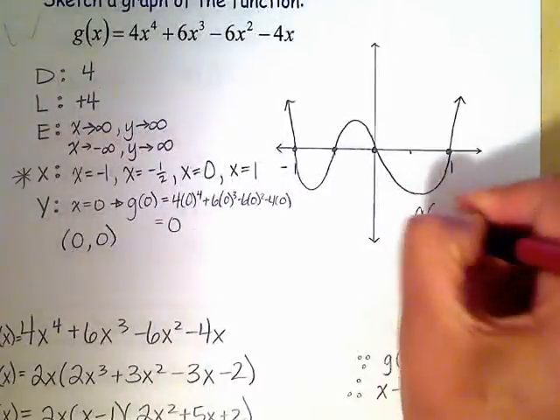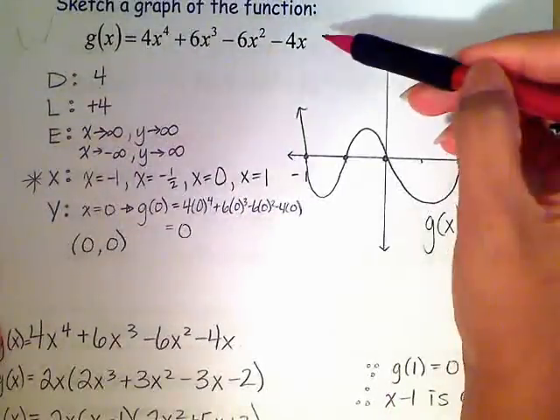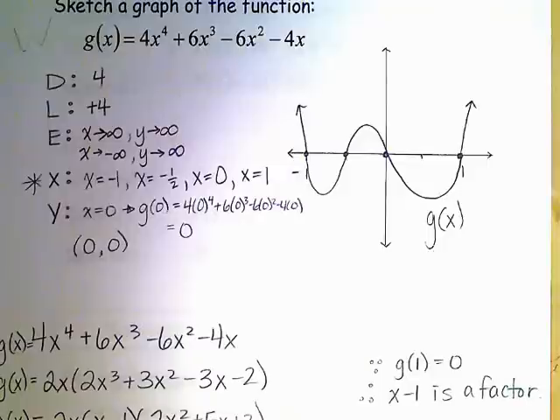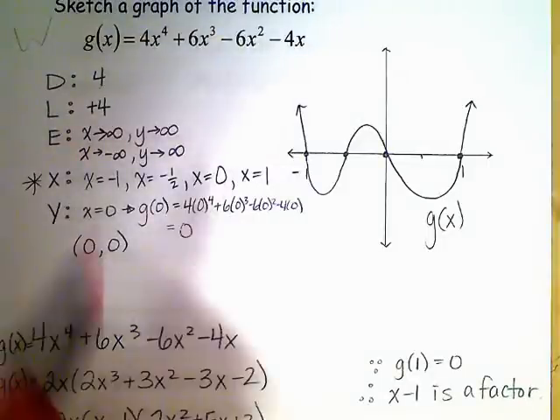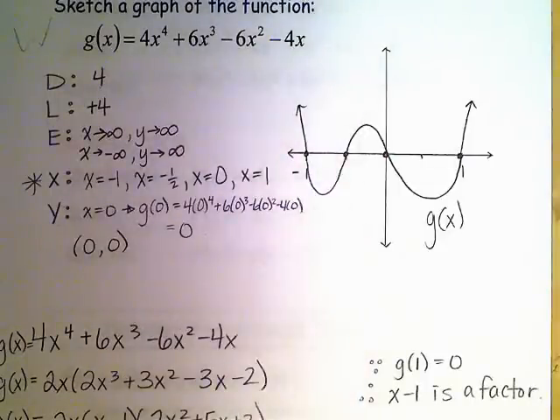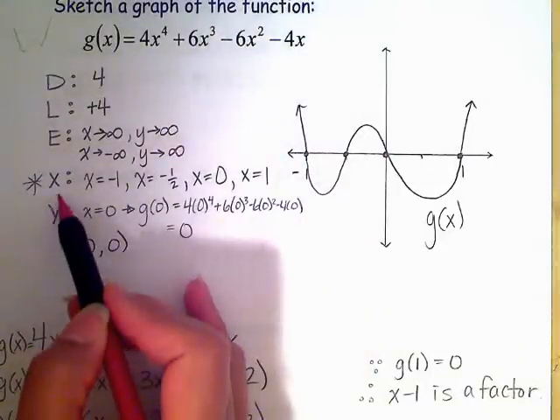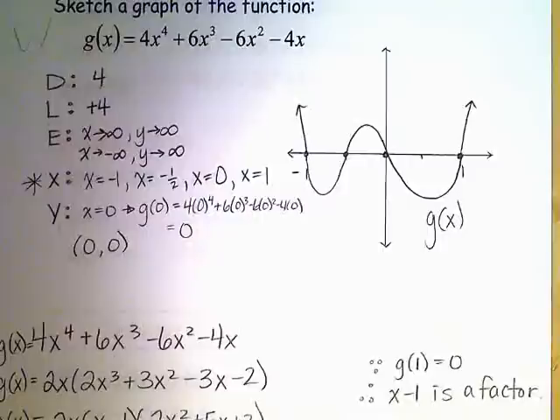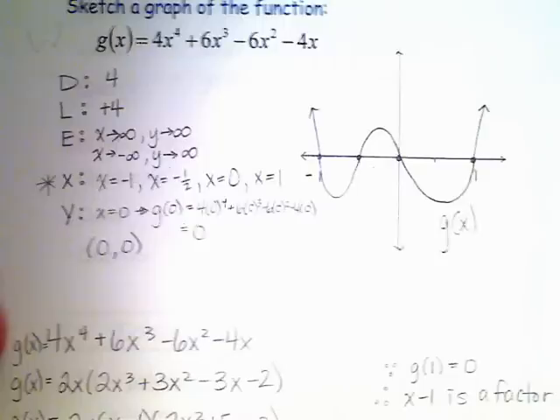Again, remember, it was given in standard form, so we had to get it in factored form to figure out the x-intercepts. We knew the degree, we knew the leading coefficient, we knew the end behaviors, and we were even able to figure out the y-intercept. So the key part here is figuring out the x-intercepts, and in order to do that, we had to get it in factored form. Okay, and that's pretty much it.